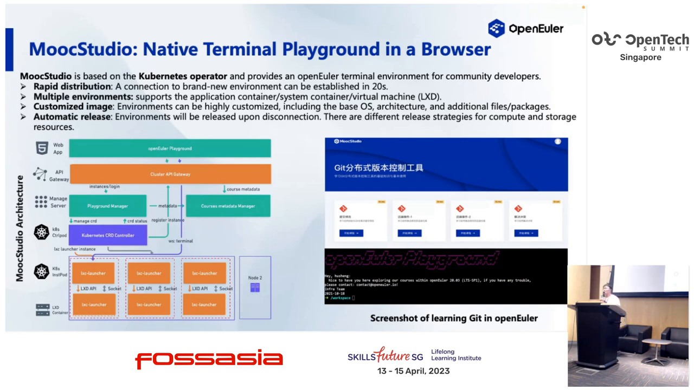So for our developers, once they open the Mock Studio, they can have their own instance of openEuler, and they can directly use the terminal to download packages, write code, and build the packages as well. And this service is quite simple and fast. Once the developer opens the browser, it will take 20 minutes to have their own version of openEuler. And we also support customizing different images.